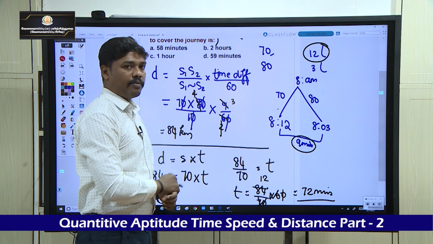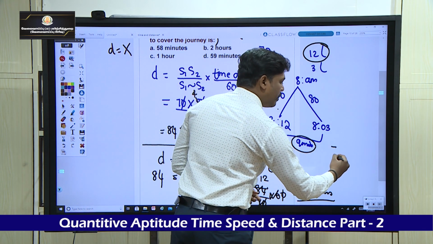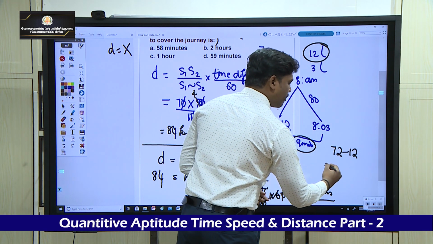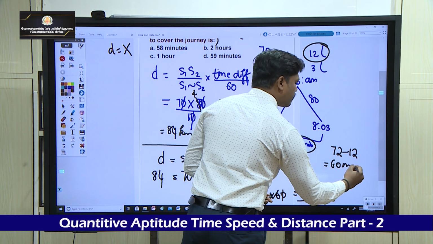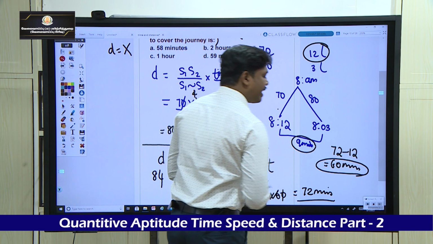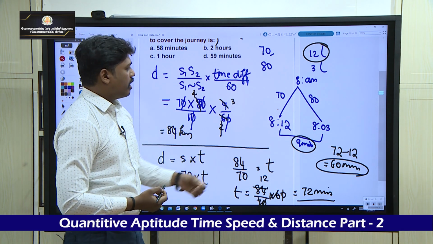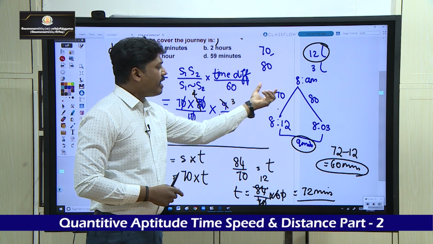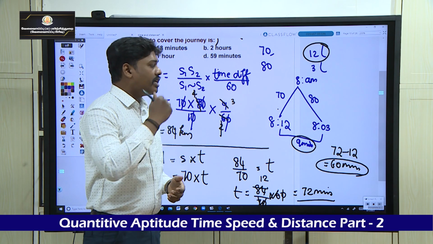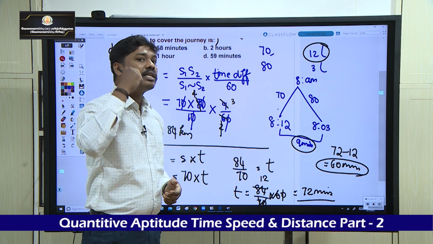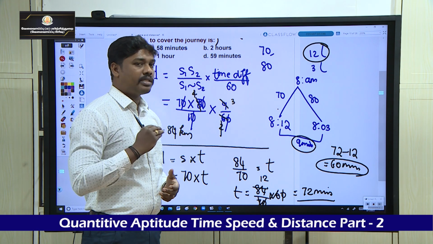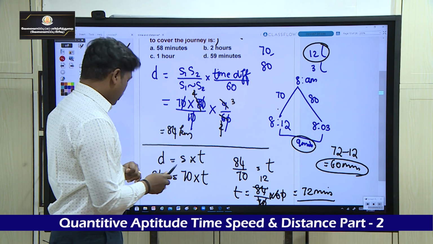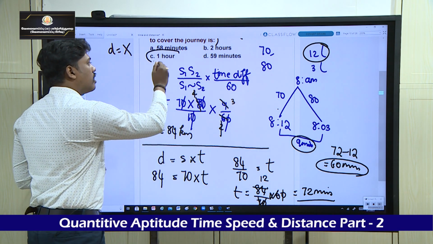So, minus that 12. So, 72 minus 12. He is late by 12, so if you subtract, you will be getting 60 minutes. So, this is the correct time. If he is moving at 70 km per hour, he is late by 12 minutes. Moving at that speed, he reached the destination in 72 minutes. So, 12 minutes late. If you minus 12 minutes, you will be getting the correct time. So, the correct time is 60 minutes, which is 1 hour.